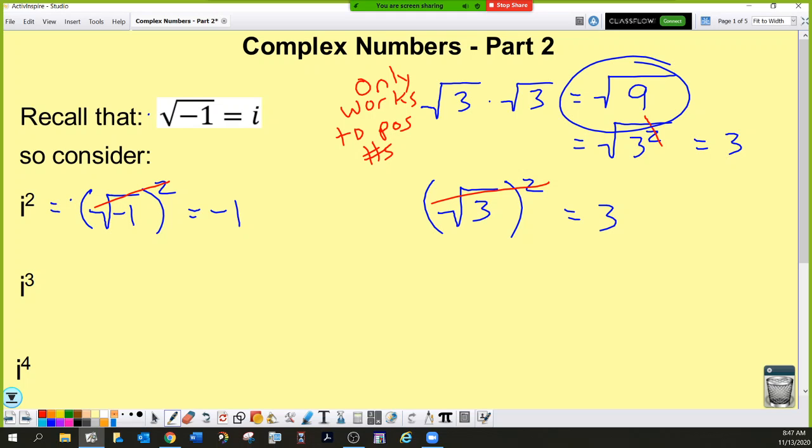If the radicand, the thing underneath the radical, happens to be a negative value, you can't use that property. You must use this property, this one down here, like that.